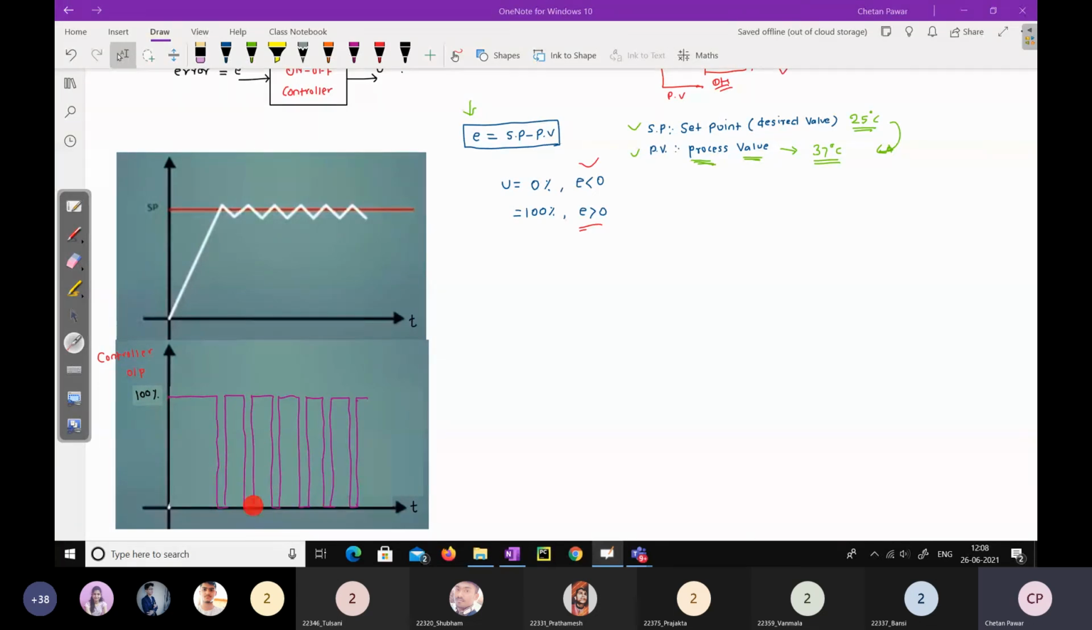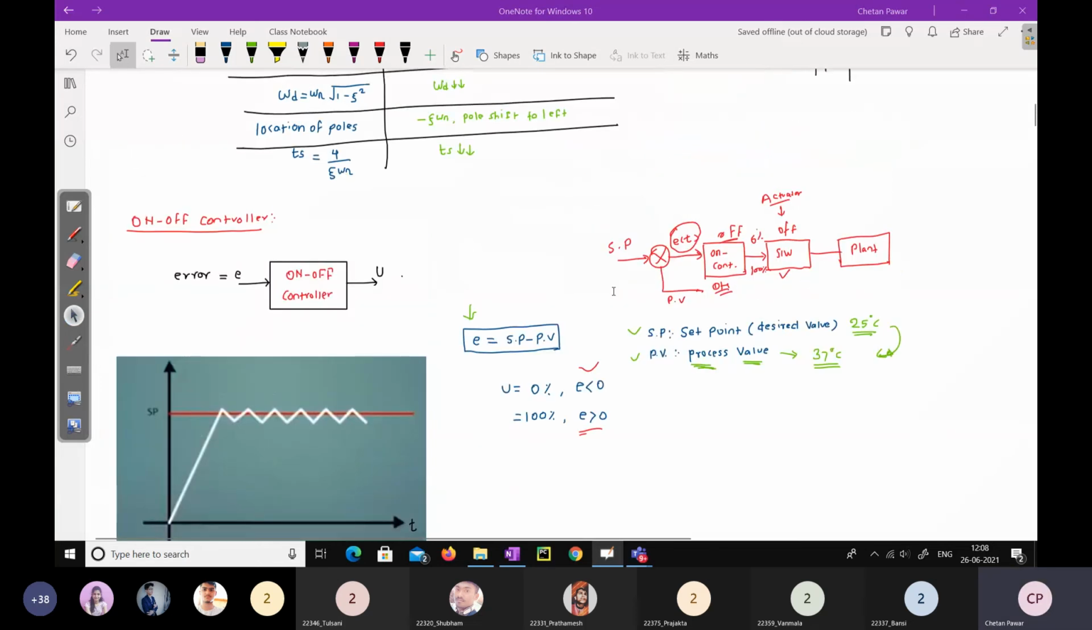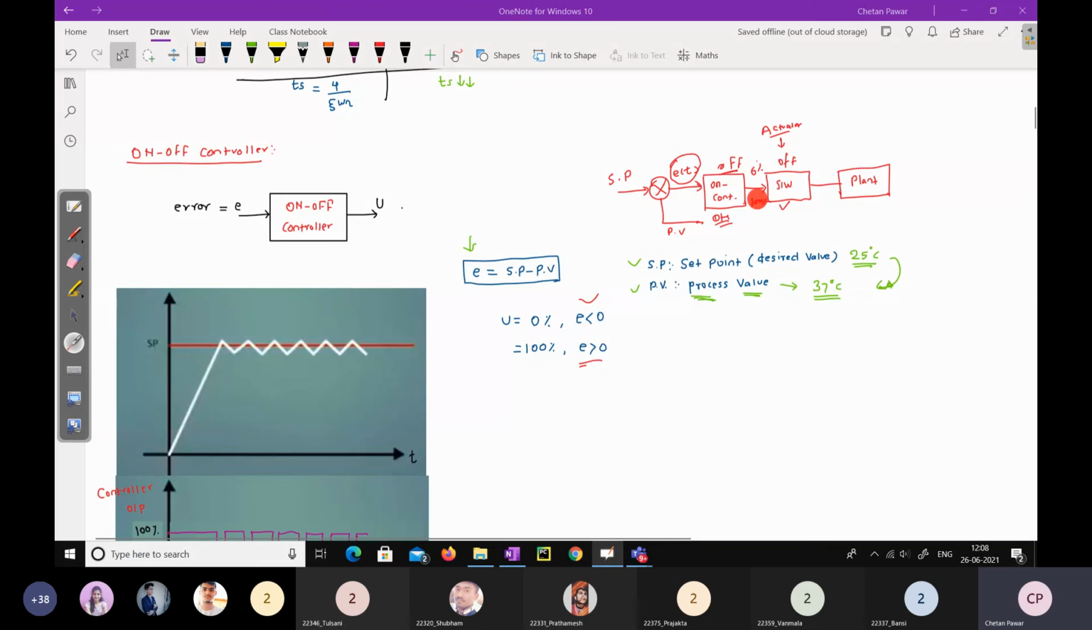Here the controller output frequency is very high. If the controller output frequency is very high, what will happen? The controller output will switch very fast. Whatever transistor I'm using here as a switch will operate at a very high frequency, it will turn on and off. If that frequency is very high, this switch will get damaged. So how to avoid this difficulty? That's the disadvantage of the on-off controller.